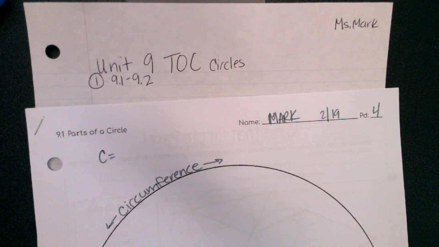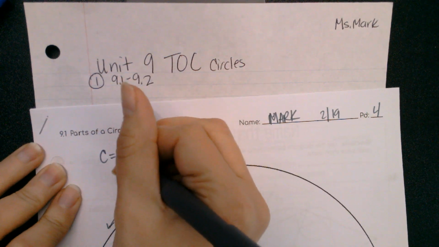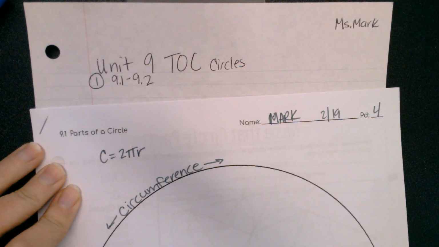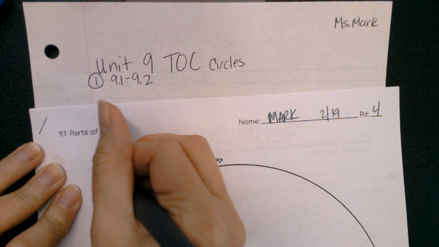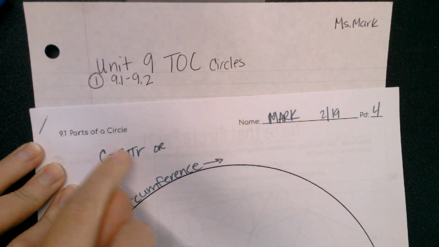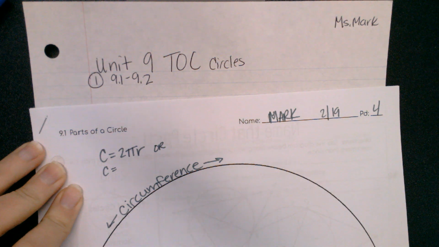I'm going to say C is equal to, anyone know what the circumference is equal to? Something with pi. It's a measurement, so it's something with pi. 2 pi r. R is the radius. Or, what's 2 times the radius? Diameter.